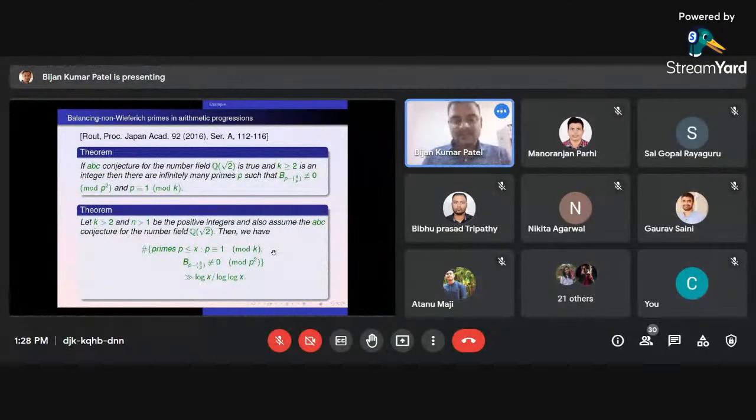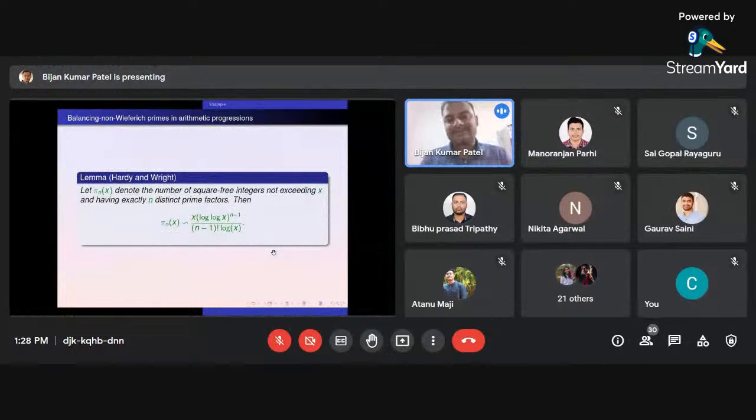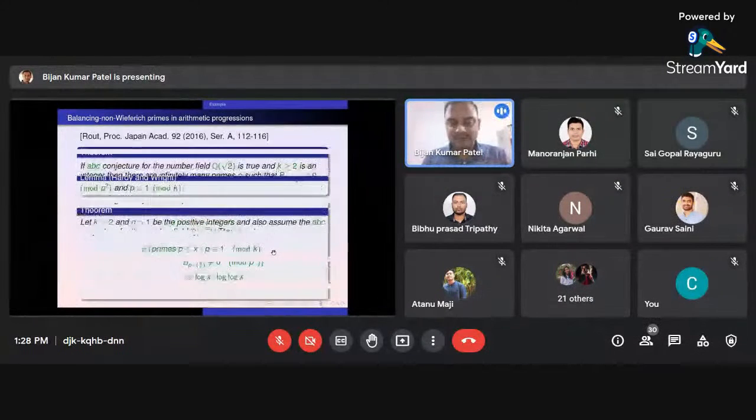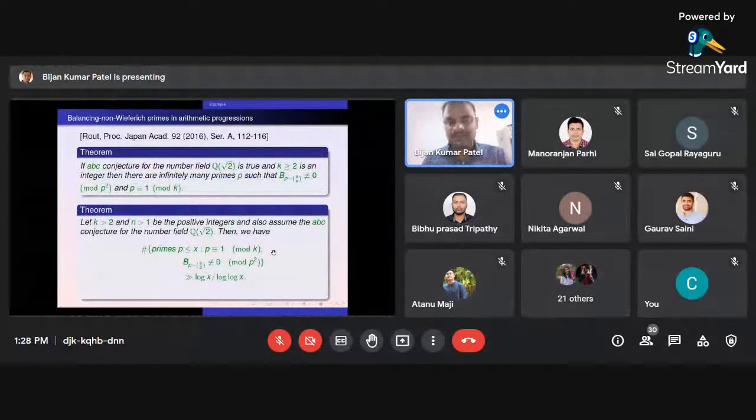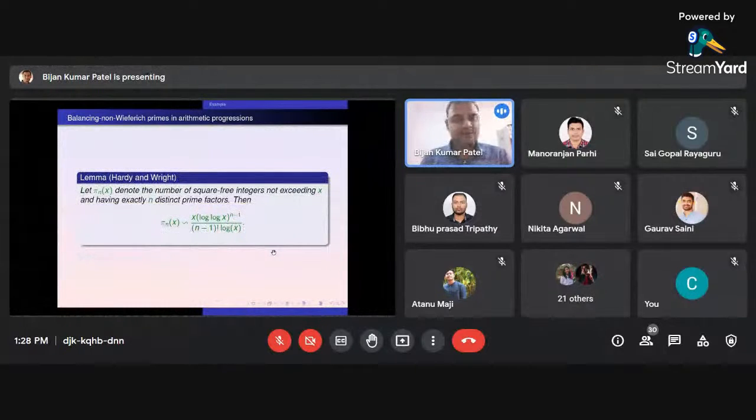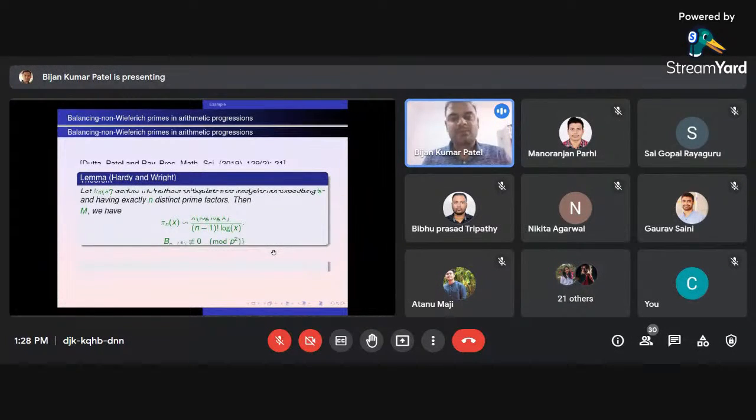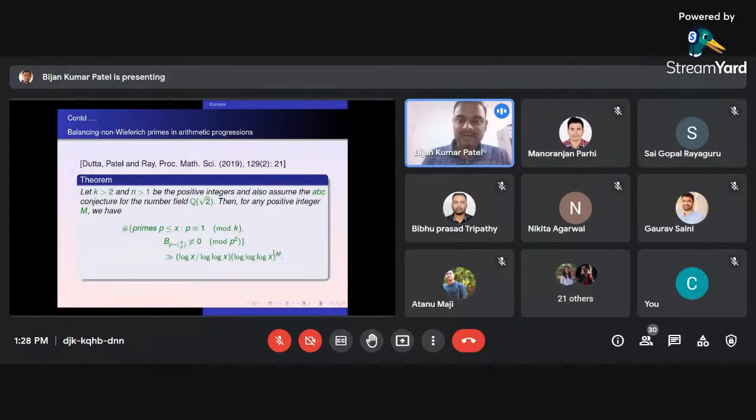And after that, we improved this lower bound. Its lower bound was given as log x by log log x. We used the Hardy and Wright result, and using this identity or these properties, we improved the lower bound to log x by log log x into log x to the power m. That's in our work.